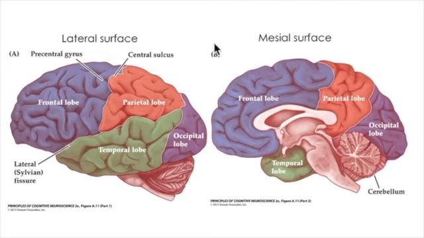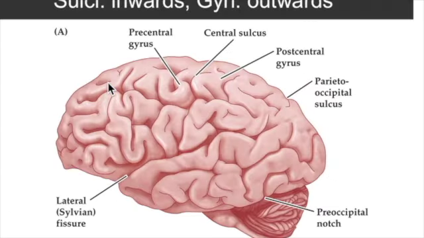Now, I've mentioned that the central sulcus is a deep fold within the brain that goes right down the center. So that leads us to another really important set of terminologies, which is sulci and gyri. The sulcus is the singular, sulci is plural. Sulci refer to the inward folds of the brain, and gyrus or gyri, plural, refer to the outward folds of the brain. So sulci and gyri are the innies and outies of the brain.